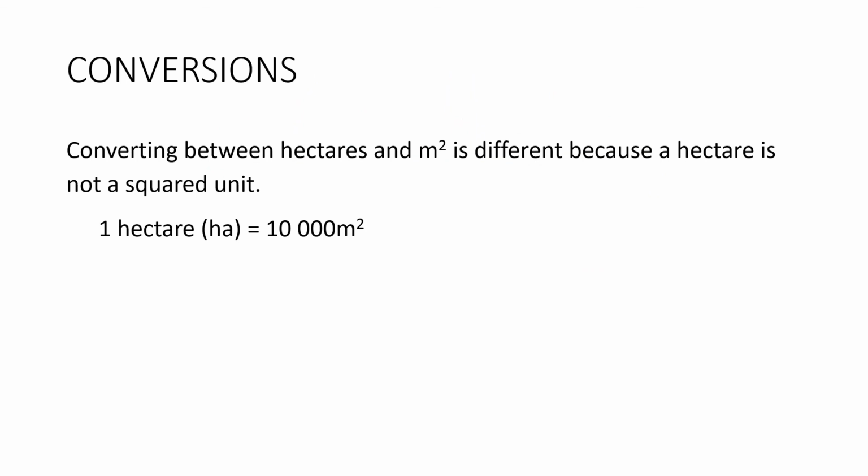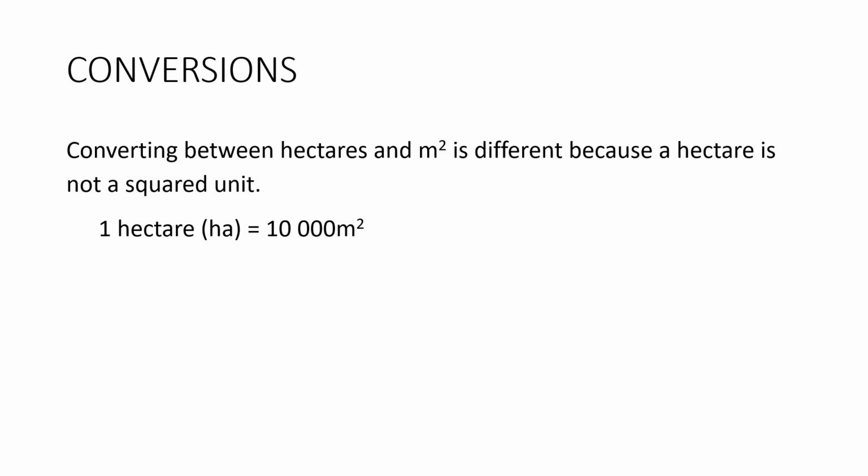Okay, I promised that we'd look further at hectares. Converting between hectares and metres squared is different because a hectare is not a squared unit. Can you see how we don't write HA squared? We just write HA. 1 hectare is equal to 10,000 square metres.